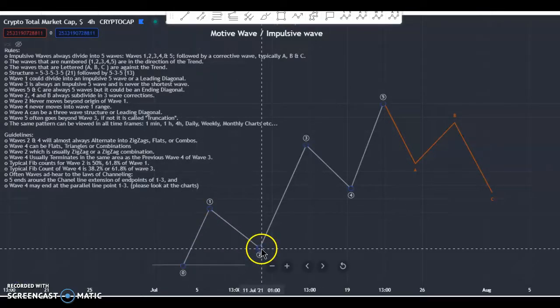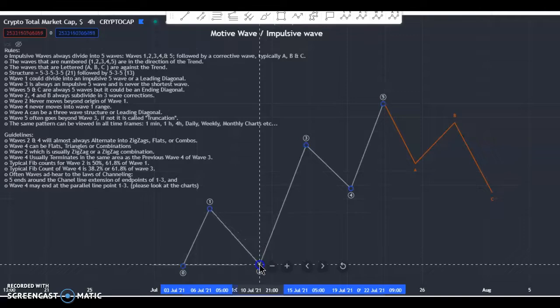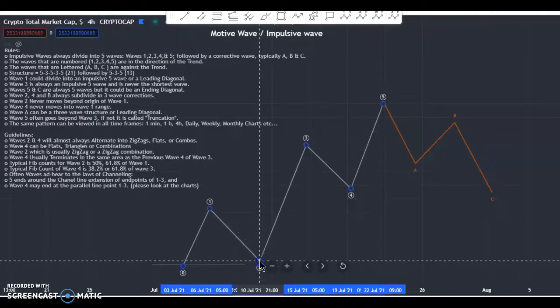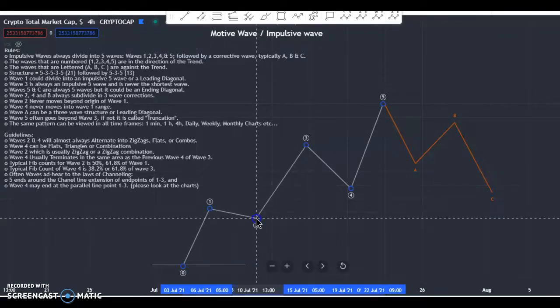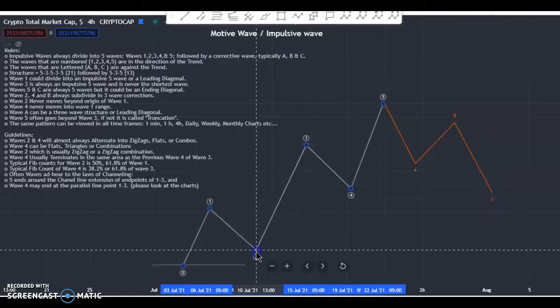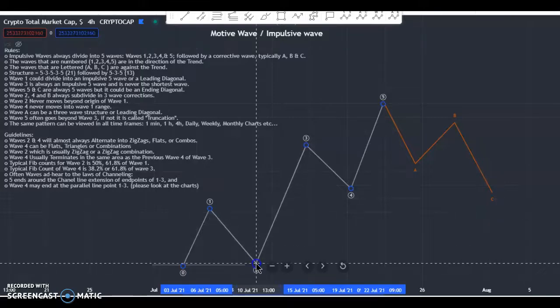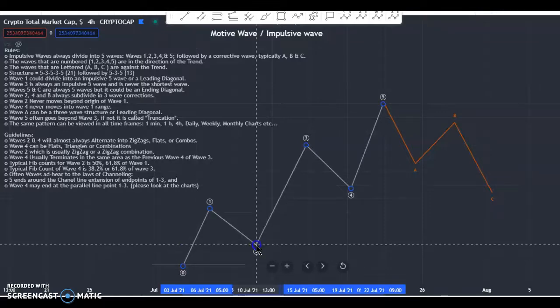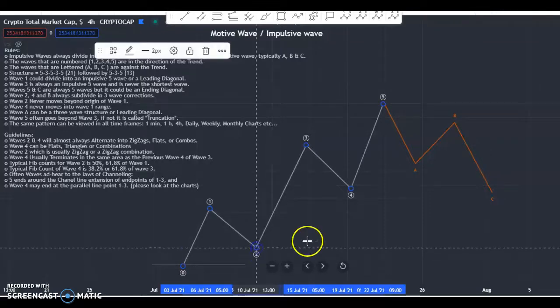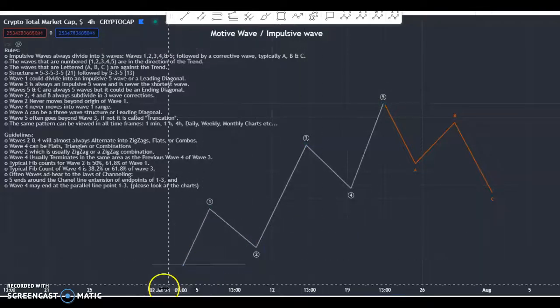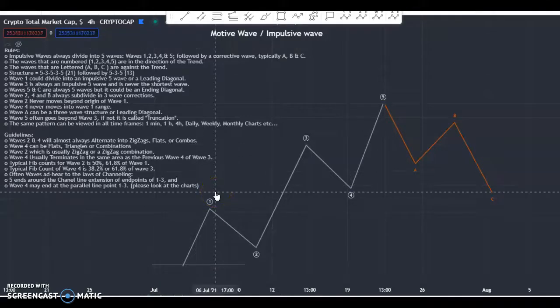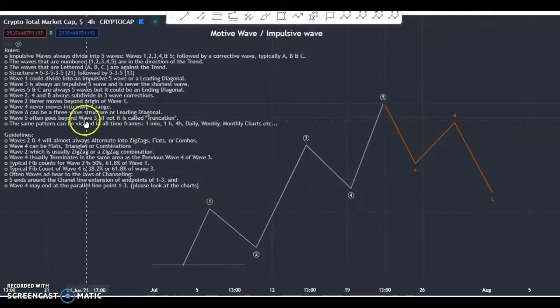Wave 2 can never go touch or go beyond the start of wave 1. So wave 2 can stop up here, anywhere here, but never ever touch or go beyond where the start of wave 1 is. If that happens, then your count is wrong, and you need to really look at the count, which means this is a different structure altogether.